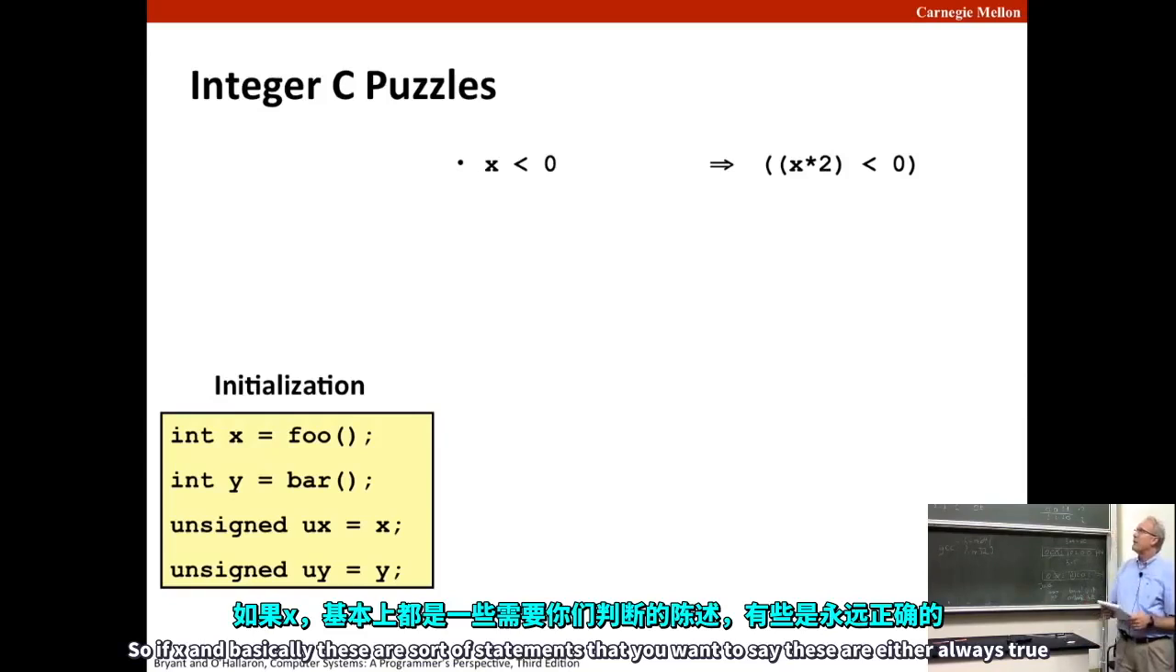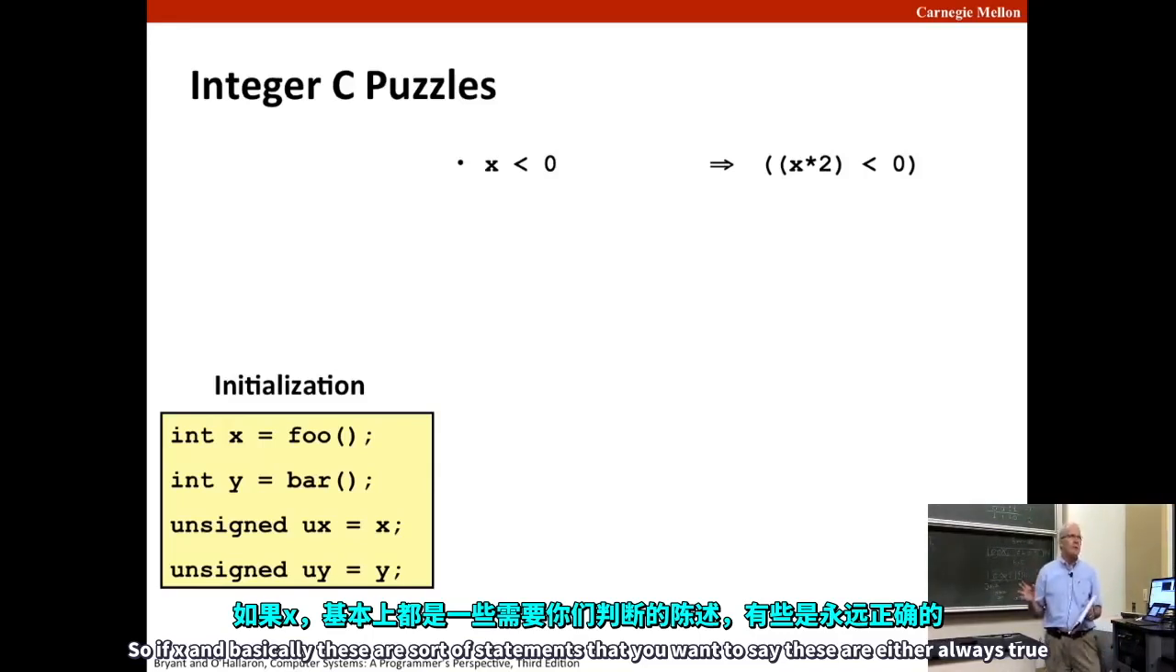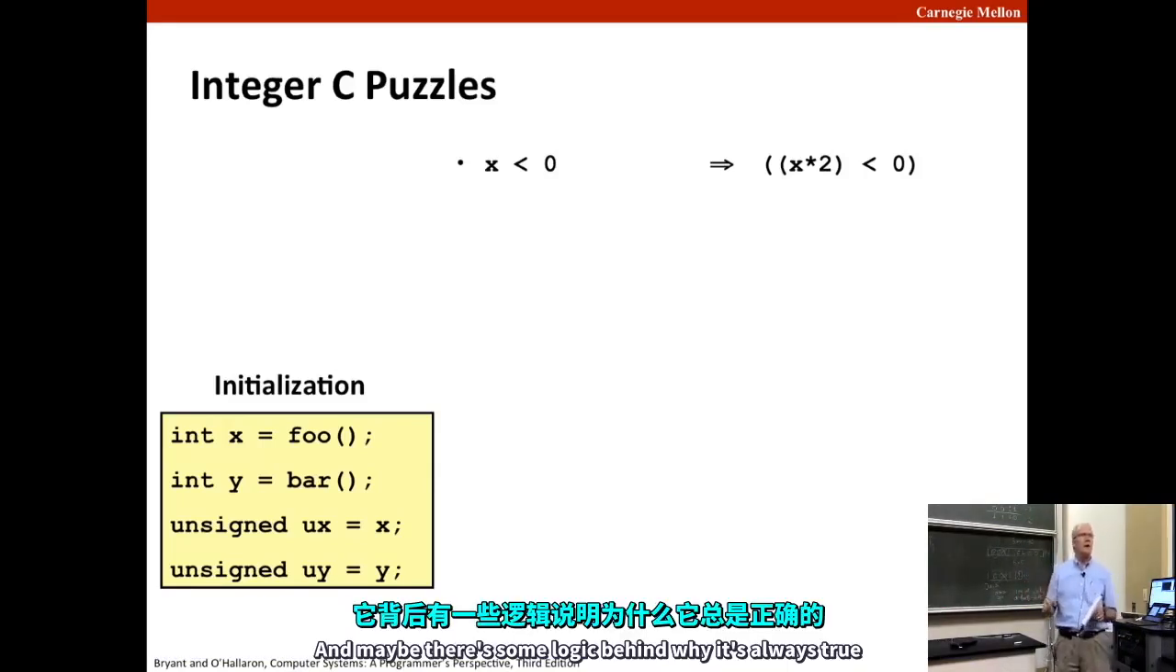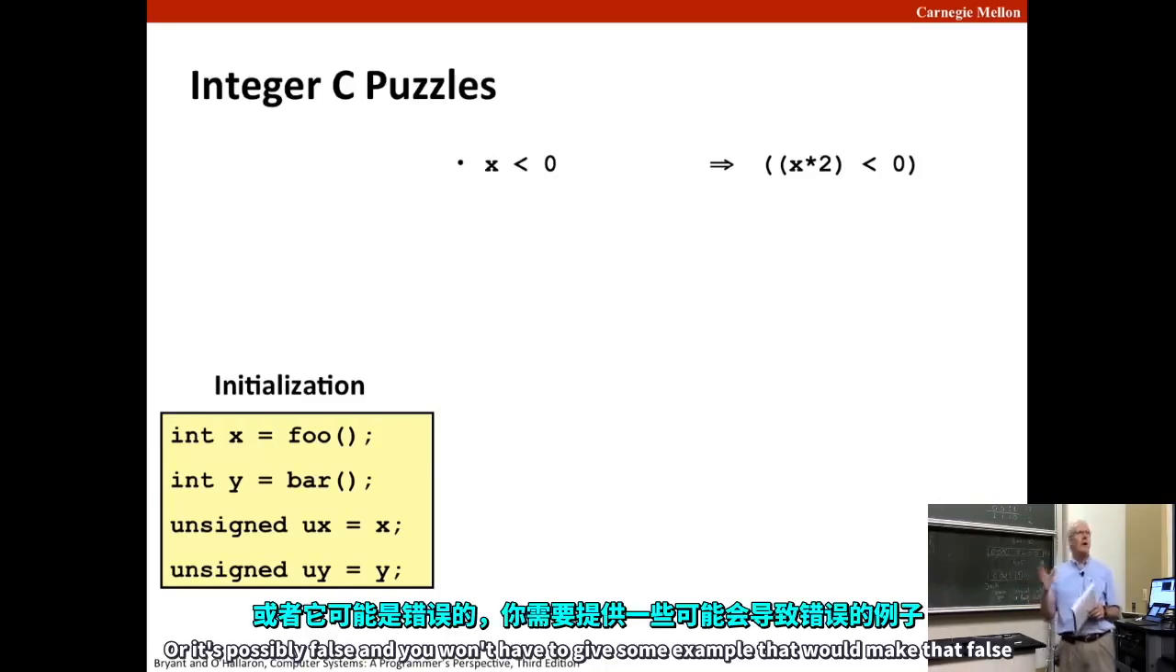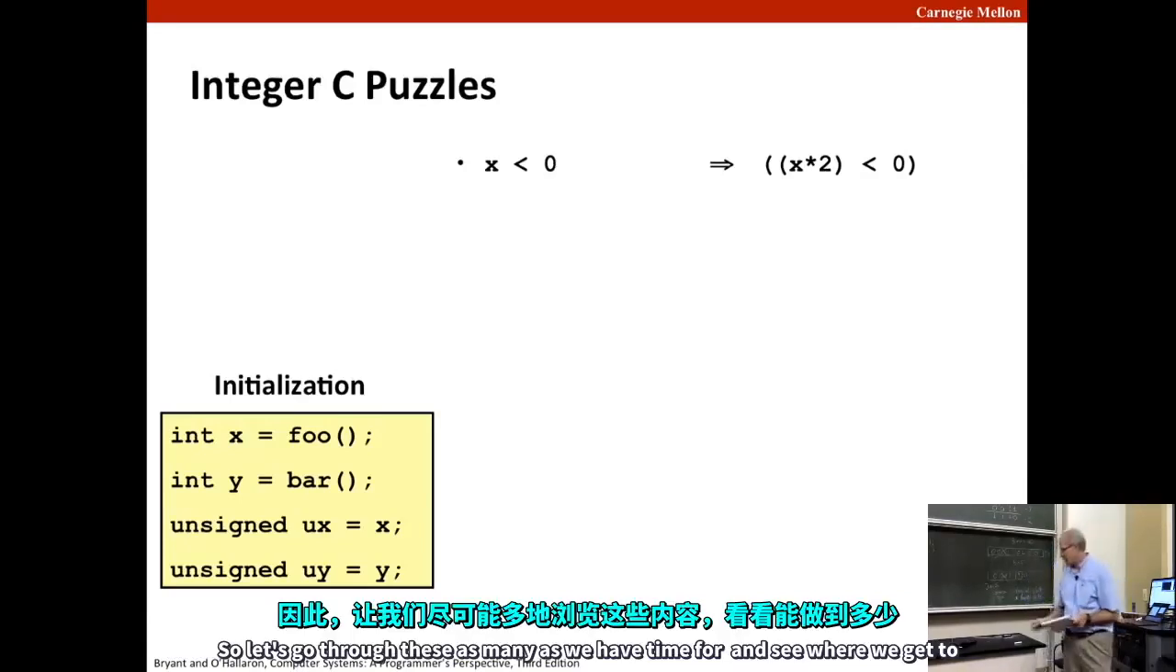Basically these are statements where you want to say they are either always true, and maybe there's some logic behind why it's always true, or it's possibly false, and you have to give some example that would make that false. So let's go through these, as many as we have time for, and see where we get to.